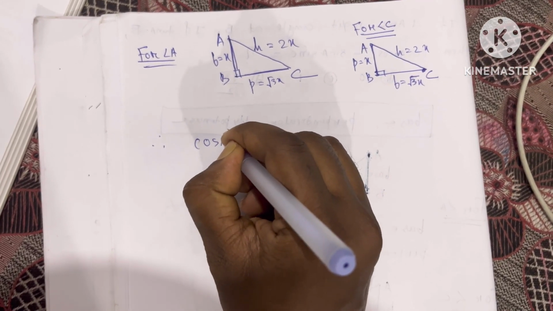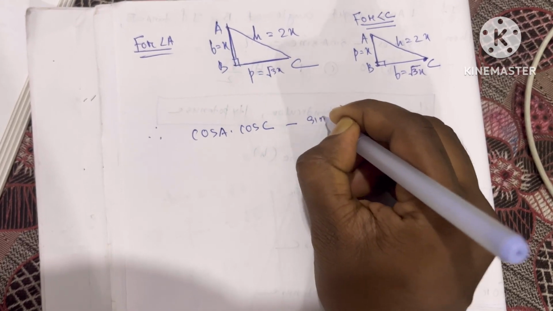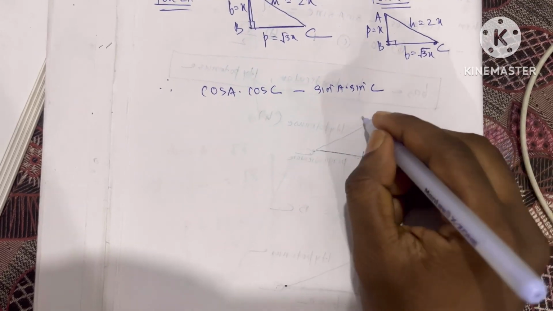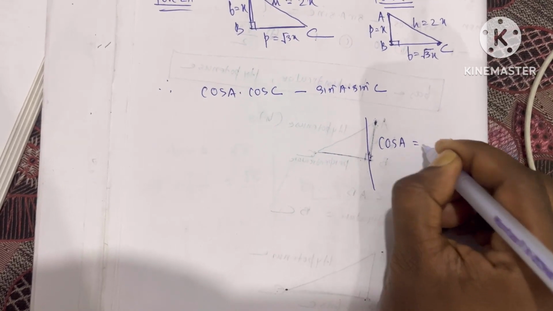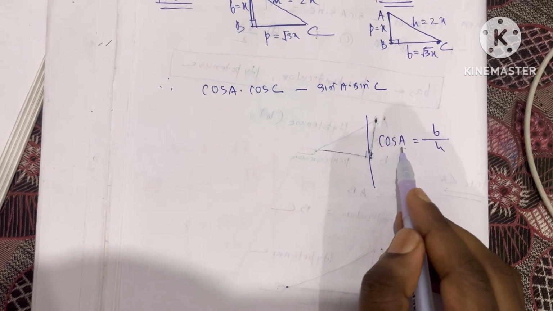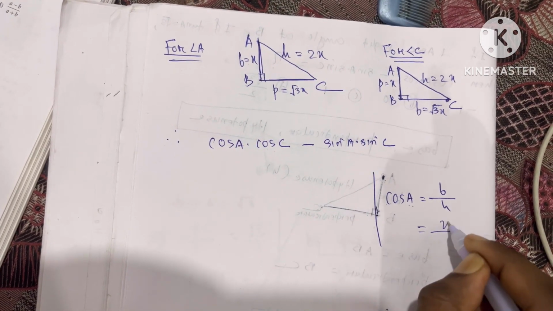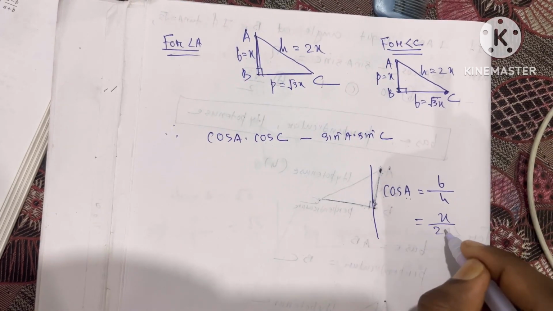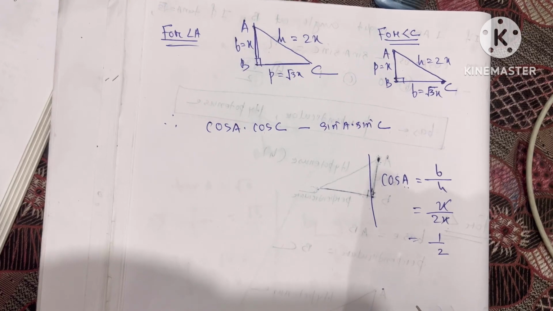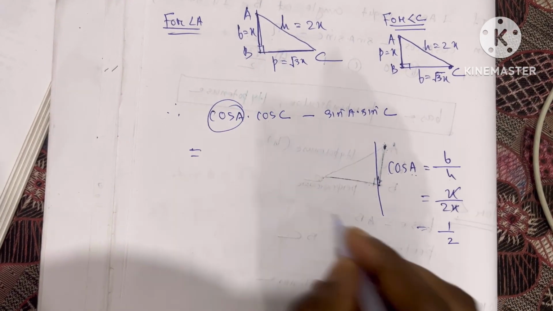cos of A and cos of C, minus sine of A and sine of C. Okay, cos A. Cos A means B by H. So for finding the value of cos A, you have to consider this angle. The value of B is x, and the value of H is 2x. So x gets canceled, which means cos A is equal to 1 by 2. So in place of cos A, we can write 1 by 2.